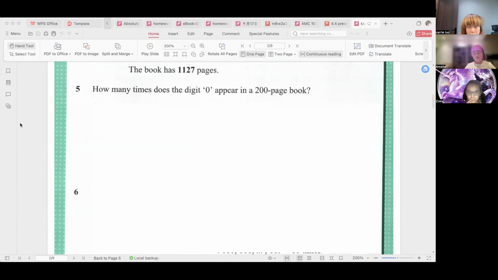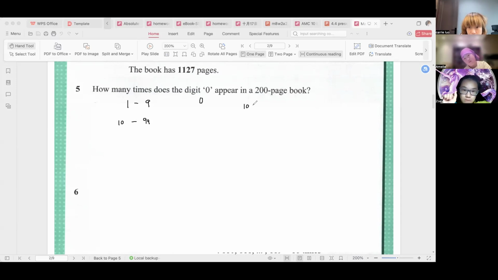So how many times does the digit 0 appear in a 200-page book? Okay, how many times does the digit 0 appear in a 200-page book? Let's look first, right? 1 to 9, how many times do they appear? Zero. Because from 1 to 9 there is no zero, right? Okay, good.